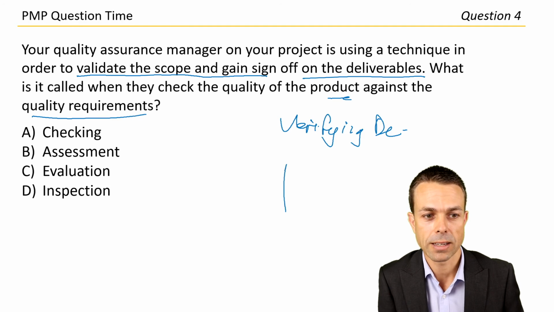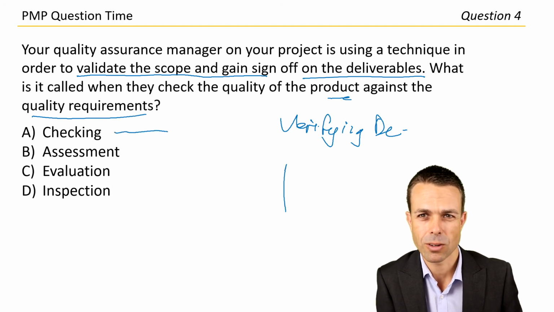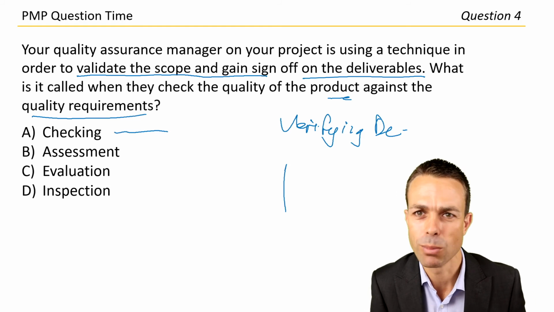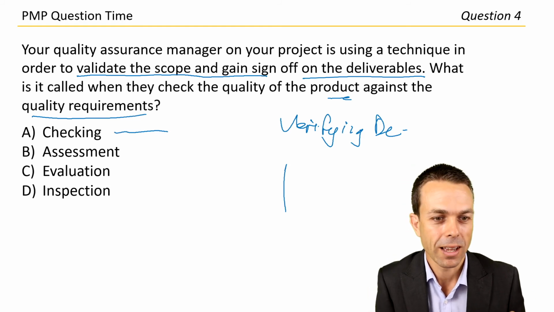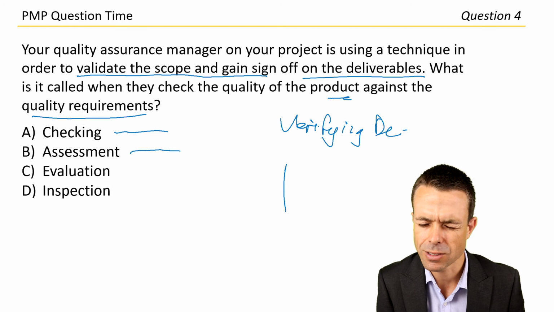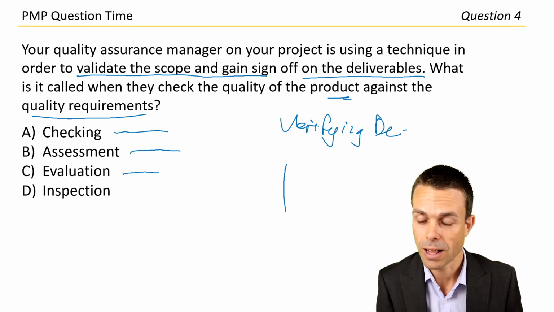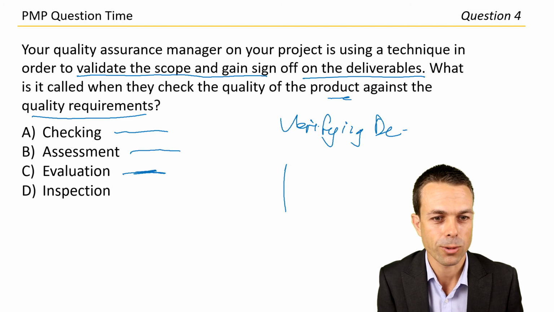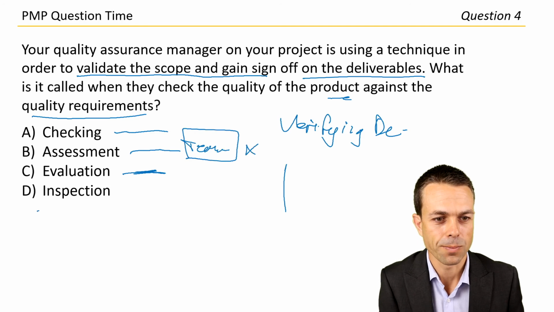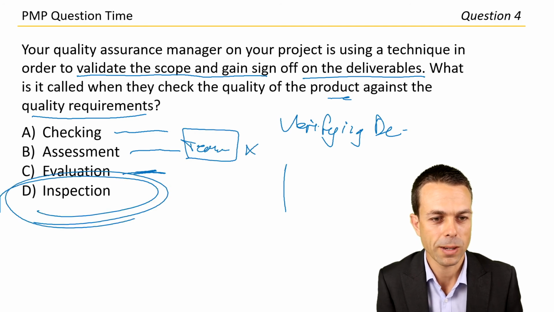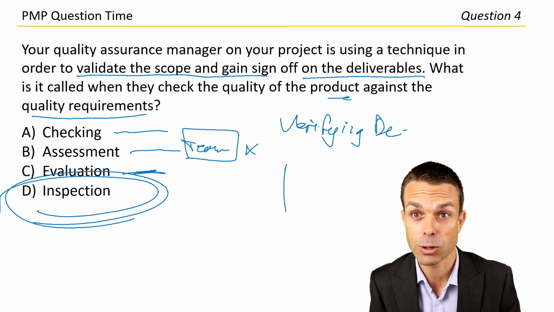So we're checking, okay, checking, not really, I don't think we use the word checking in the PMBOK guide though. So if you look at it, is it assessment? Training and assessment? I don't think so. Evaluation, team, that's what I'm thinking of, team assessments I'm thinking of, but it's not that. Inspection, yeah, so it's probably inspection, because that's definitely one of the tools and techniques that you're going to come across in the PMBOK guide.